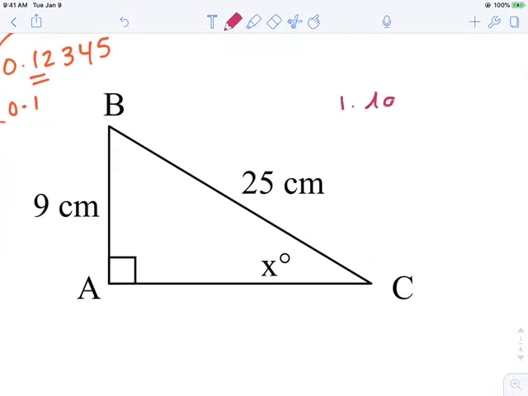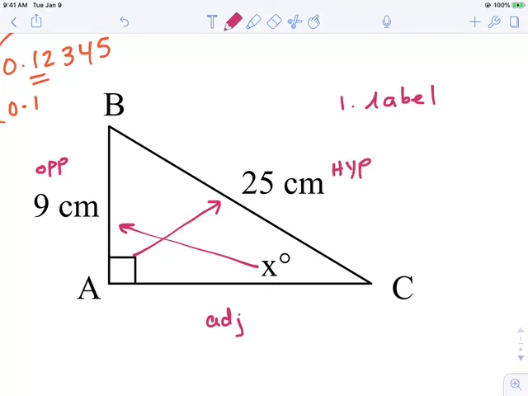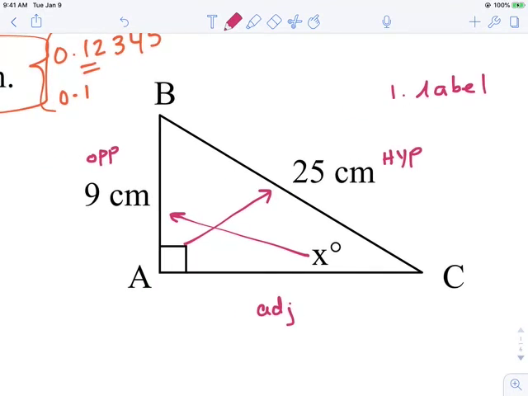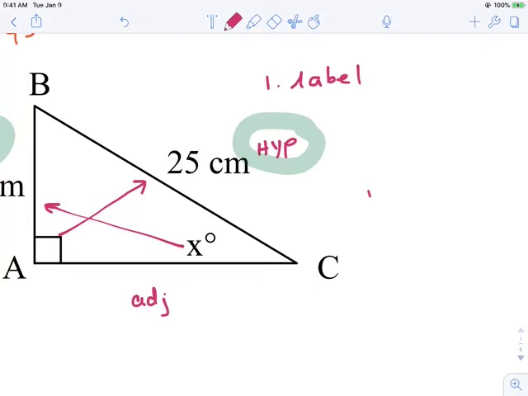First step, label from where you're referencing. Label. That is opposite. Adjacent. Across from right angle is hypotenuse. So if I wanted to find out what I'm going to use, I say opposite, hypotenuse, and I go back and try to say which inverse trig to use. Well, opposite, hypotenuse, use sine inverse.